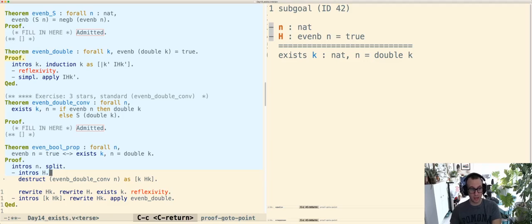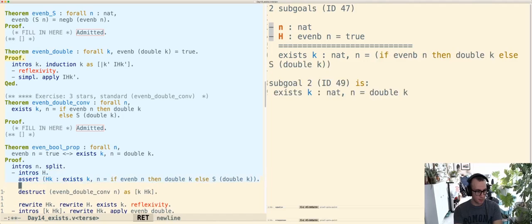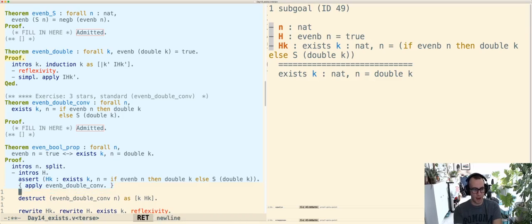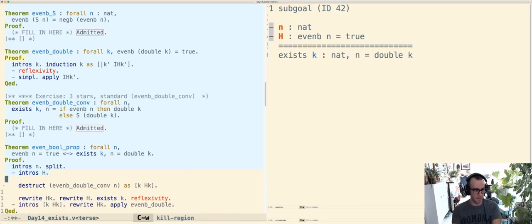One other comment here. So like here, we're doing a compound destruct on this. If you didn't feel comfortable doing that or it didn't occur to you to do that, you could say, okay, assert there exists k, n equals if even b n then double k else S double k. So we're just restating hk or something. Then we could say apply even_b_double_conv. Right, and now we could say, okay, destruct hk as k hk. Right, now we're back where we were. So you don't need to do this fancy trick, right? That's totally fine. Though I think it certainly is simpler than all of that business.